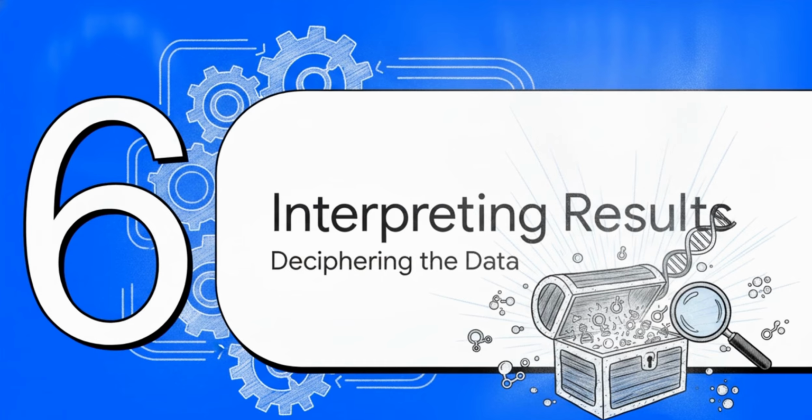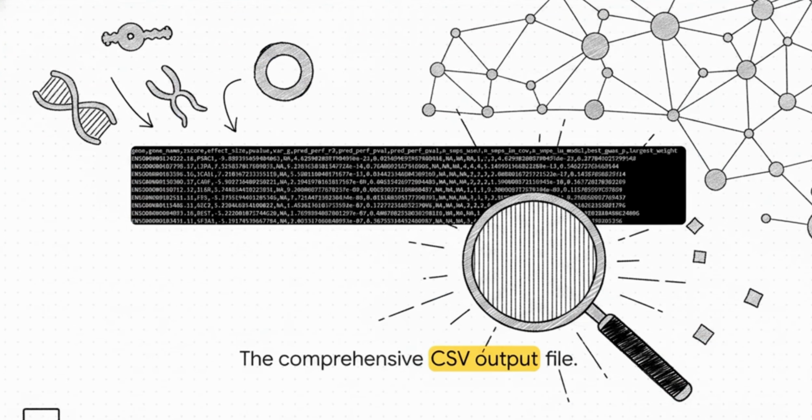Finally, step 6, interpreting the results. Time to decipher the data. Let's move to the next part and see how this builds into our final output. The script spits out this comprehensive CSV file. And yeah, I know, it looks a bit overwhelming at first glance, kind of like looking at the matrix, but this is literally where all our hard-earned insights live. We just need to know which columns actually matter.